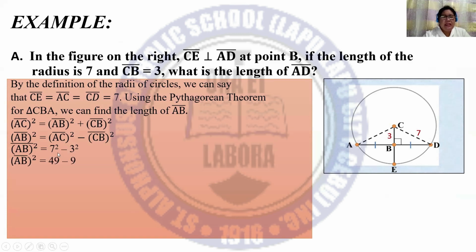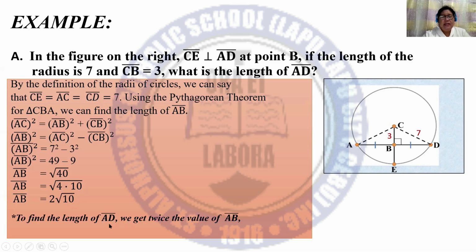Take the square of 7, which is 49, and the square of 3, which is 9. Then subtract, it's 40. Then extract the square root of both sides. Then we will have AB is equal to the square root of 40. And then you can simplify the radicand by factoring the radicand. So we have 4 times 10. So the simplified value of segment AB is 2 times the square root of 10.